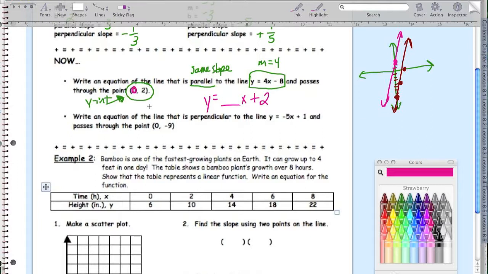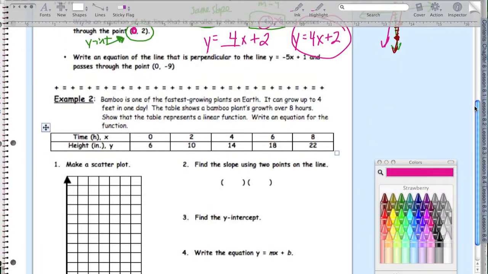Okay? Now all I have to do is find my slope, but because they're parallel lines, it's going to have the same slope. So 4x plus 2. So my equation is y equals 4x plus 2, and that's going to be the parallel line to this original one. Same slope, different y-intercept, okay? So one thing you want to remember, they'll give you an equation. You don't really care about the y-intercept they give. You're only looking for the slope so that you can figure out what your new slope's going to be.